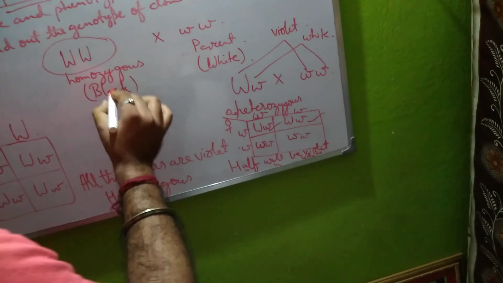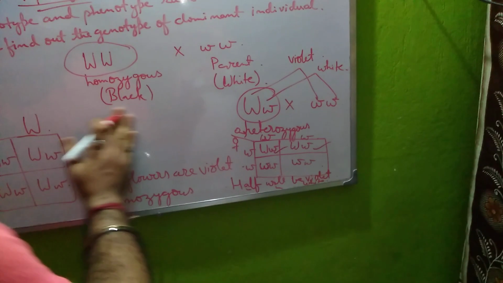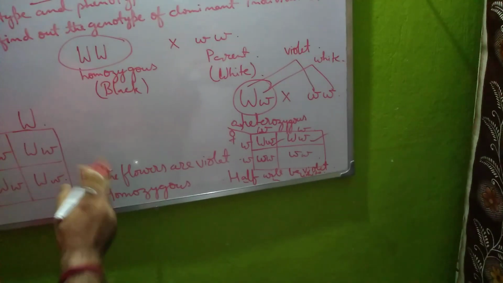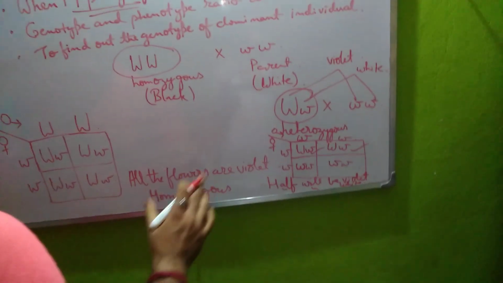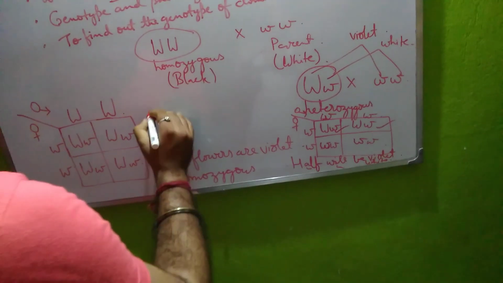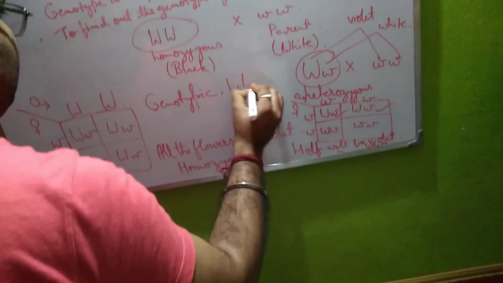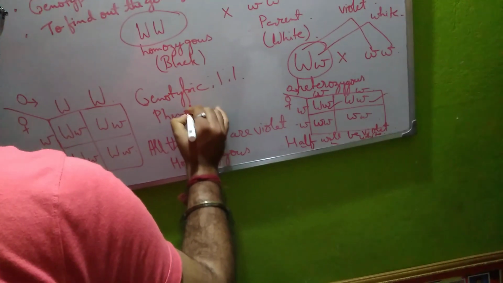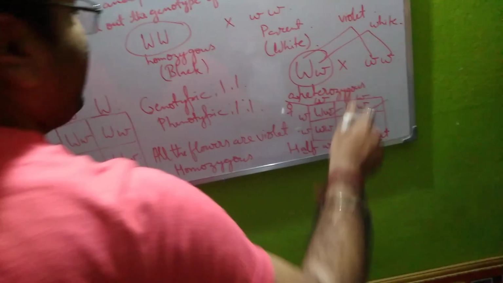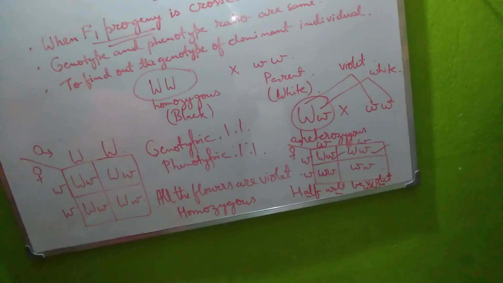If the F1 is a heterozygous one, that is this one, and if the F1 offspring is a homozygous one, then it will be capital W and capital W, and from there we will get all the flowers violet. So what is the genotypic and the phenotypic ratio? The genotypic ratio, as you can see over here, will be 1:1, and the phenotypic ratio will be 1:1. Over here also the same thing. So this is what a test cross is all about.